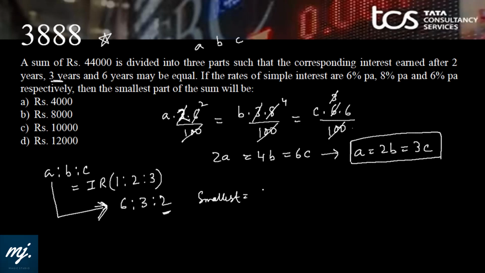Smallest part would be 2 divided by 6 plus 5 is 11, into 44,000. That means the smallest part is rupees 8,000 as far as this question is concerned. Option B fits in.